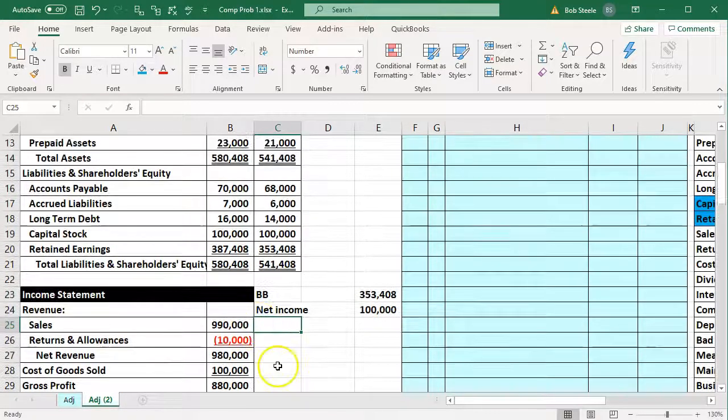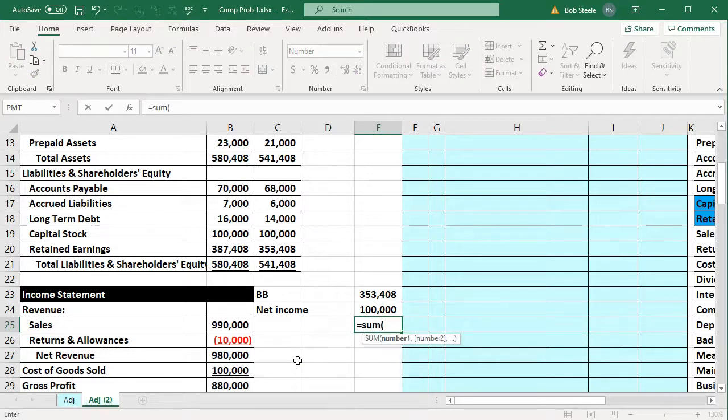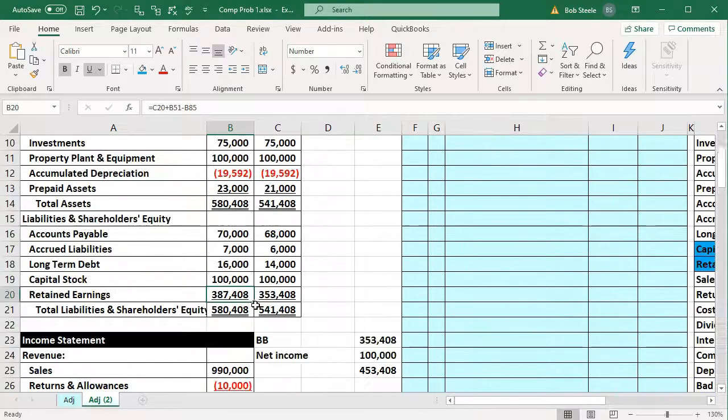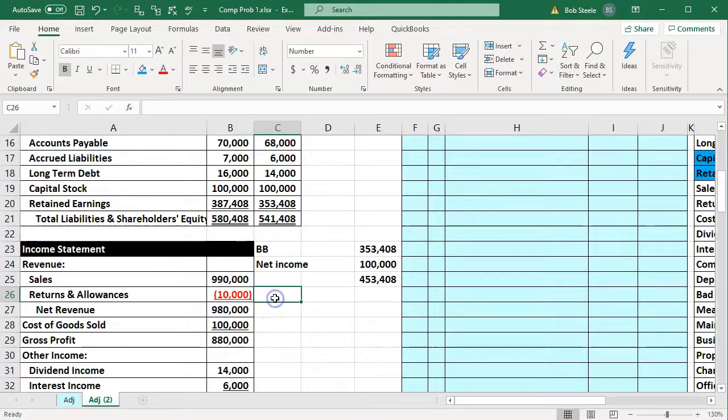And then it's going to go down by the draws, most likely. So we can put a subtotal here. I would think that would be 453,408, but that's not what the ending balance is. It's 387,408. Something's wrong. Well, maybe there were distributions.